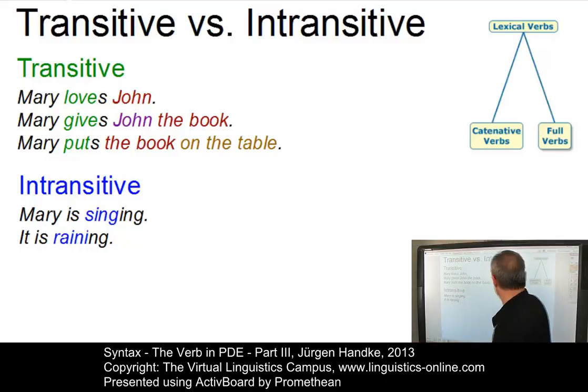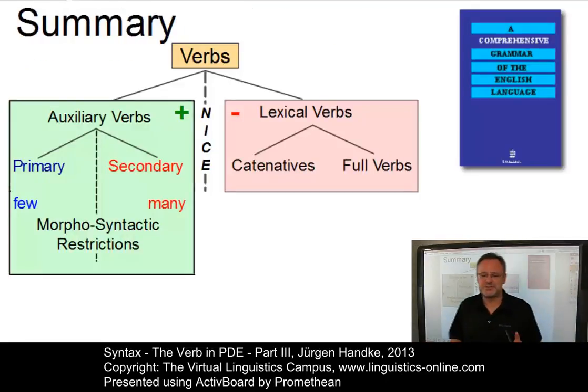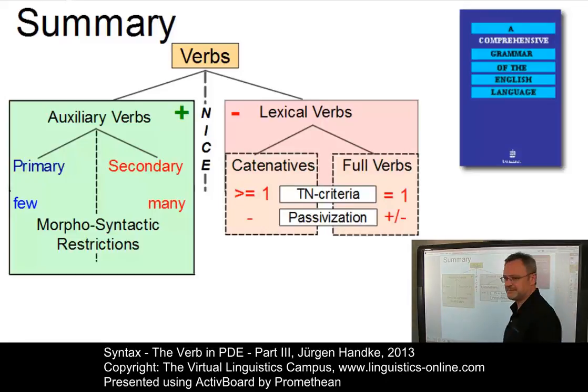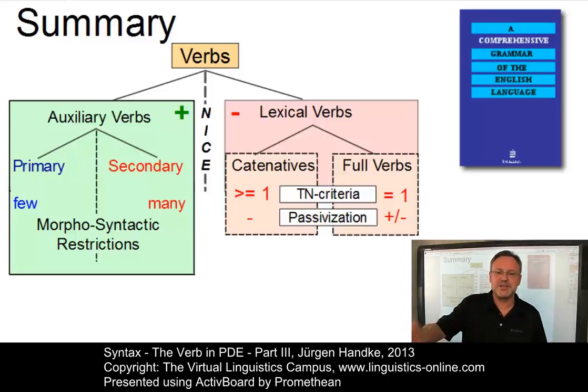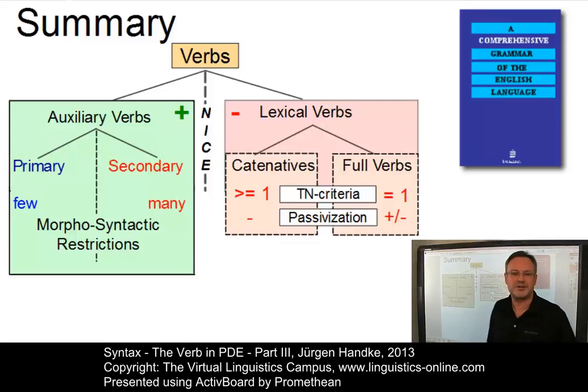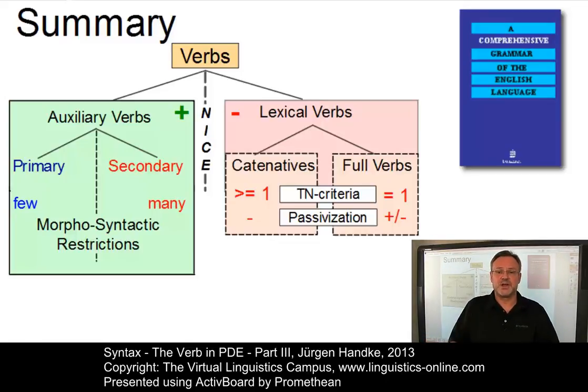Well, that's it. Let us summarize. Having drawn a distinction between auxiliary verbs and lexical verbs, including a discussion of types of auxiliaries using morphological and syntactic criteria, we have now added a subdivision of lexical verbs into full verbs and catenative verbs. Both are lexical verbs. They can all be inflected. Catenative verbs, however, are syntactically different. As far as tense and negation are concerned, the TN, tense negation criteria, they are more flexible. As far as their transitivity status is concerned, they are restricted.